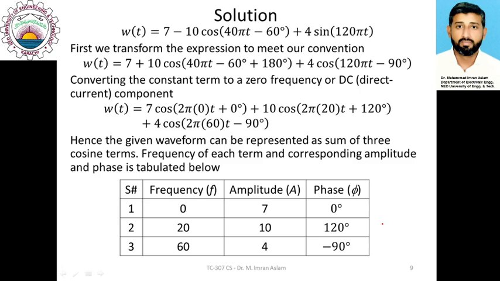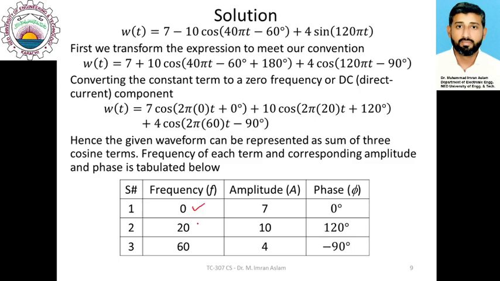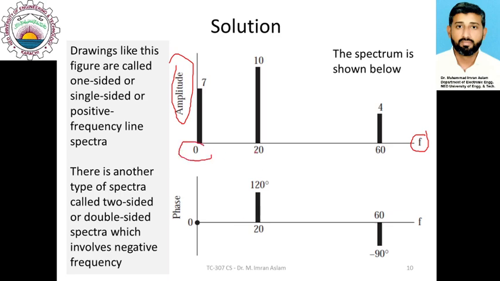So the independent variable in the spectrum would be the frequency. So I have taken the frequency onto the horizontal axis. Frequency represents the independent variable here, and we are using the amplitude. You can see that from our signal we have three different frequencies: 0, 20 and 60. So we have a 0 frequency component, a 20 frequency component and a 60 frequency component. So we have three distinct frequencies here.